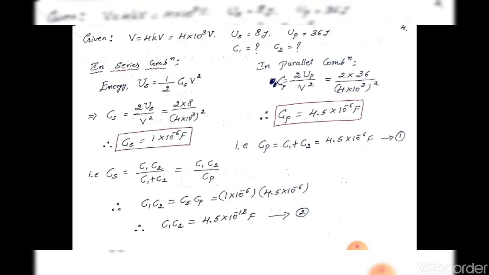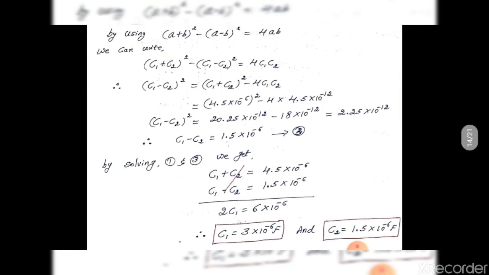Right? First we solved for the series and found the CS. Next we solved for the parallel and found the CP. We used the CP formula as C1 plus C2, and the CS formula as C1 C2 by C1 plus C2. By using these two, we found the C1 C2 value. But we have to find C1 and C2 separately. Observe this formula: try A plus B whole square minus A minus B whole square. If you do, you will get 4AB.